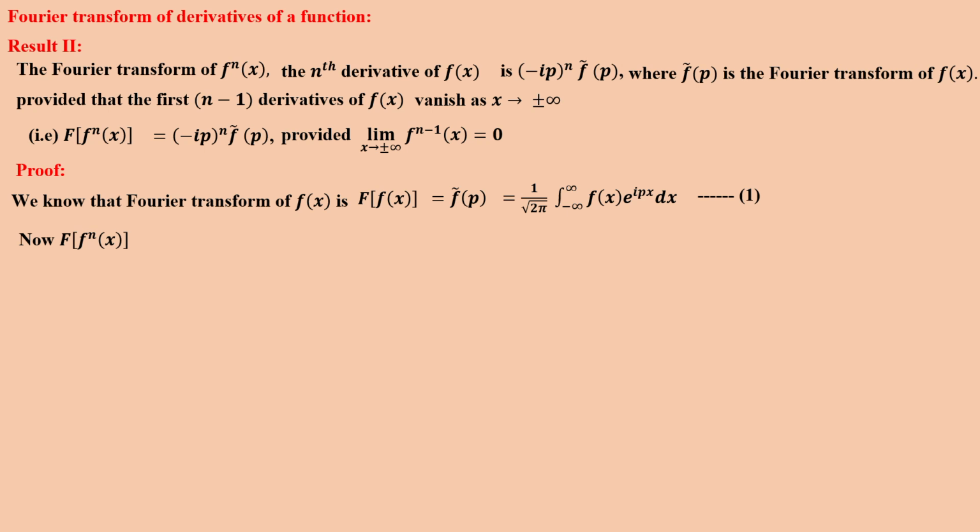So now Fourier transform of nth derivative of f, that is equal to f^(n) bar of p, which is equal to 1 by root 2 pi integral minus infinity to plus infinity nth derivative of f e^(ipx) dx. That is equation number 2. Which is equal to 1 by root 2 pi integral minus infinity to plus infinity e^(ipx) derivative of the (n-1)th derivative of f of x.